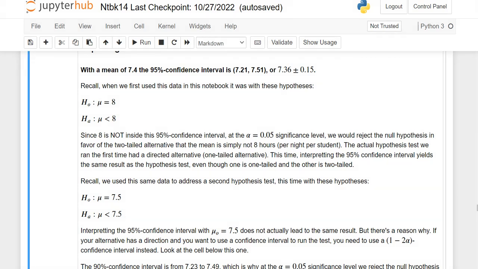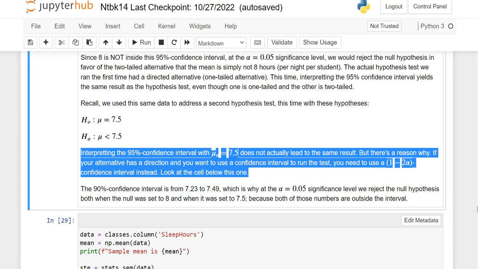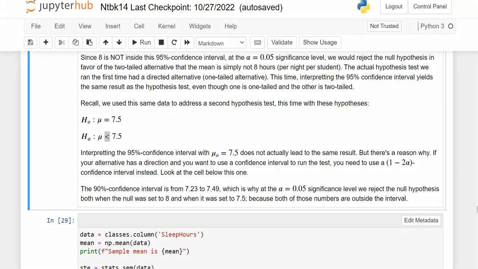And so interpreting the confidence interval does not actually lead to the same result. So you want to check this out. There's a reason why. If your alternative has a direction, right? So this is a directional. The 95% confidence interval will match if our alternative hypothesis was a not equal to, which is a two-tailed test. But it's not. Our alternative hypothesis is less than, which is a one-tailed test.